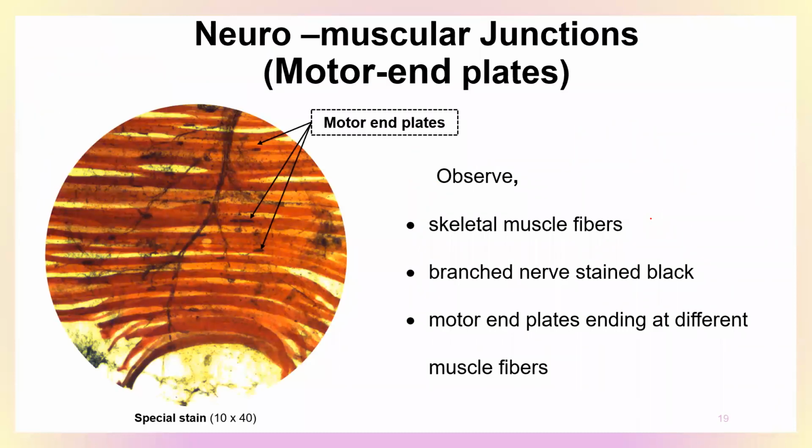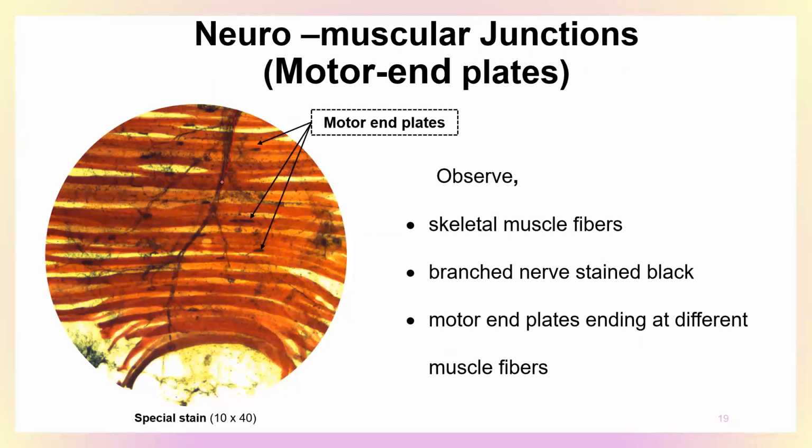Okay, so this is the last slide. This is where you see the motor end plate or the neuromuscular junction. This is again a special stain. It is a stain which uses heavy metals to stain the nerve and the nerve endings. So this is basically in black.